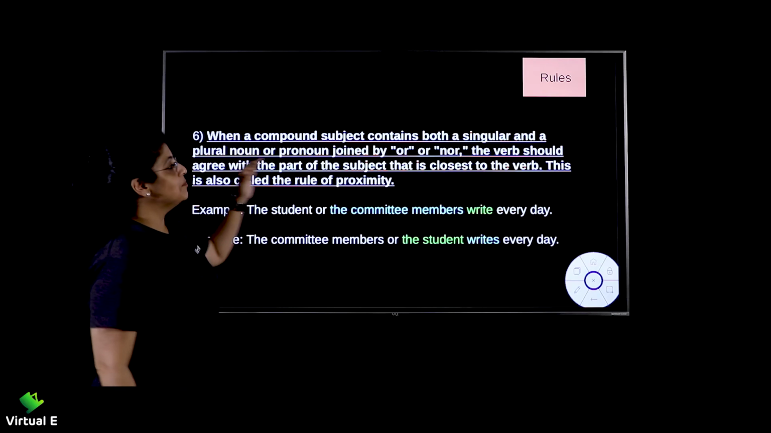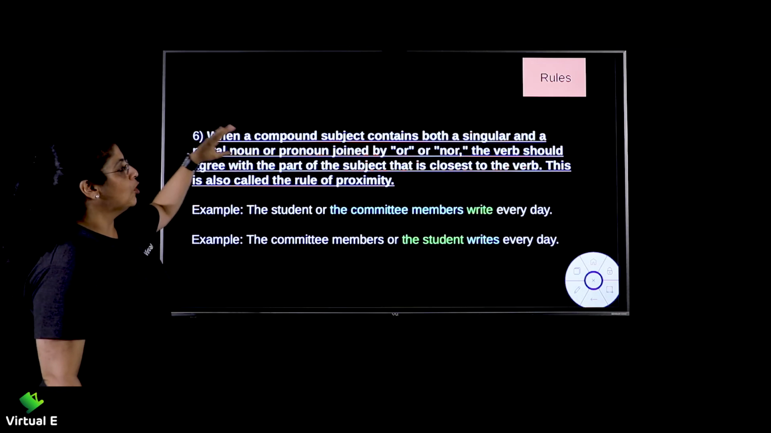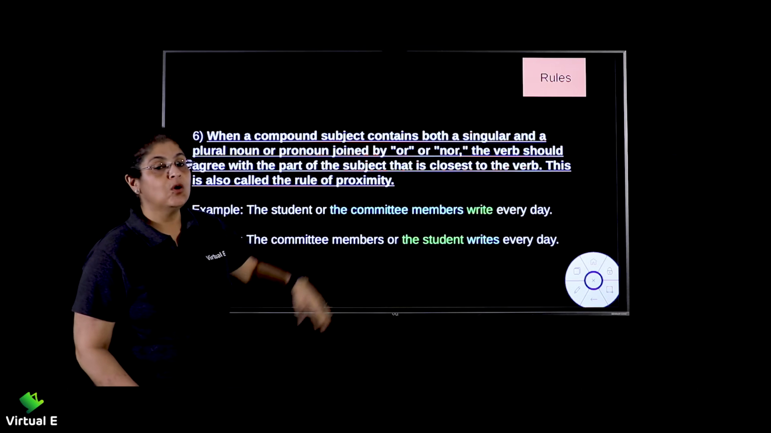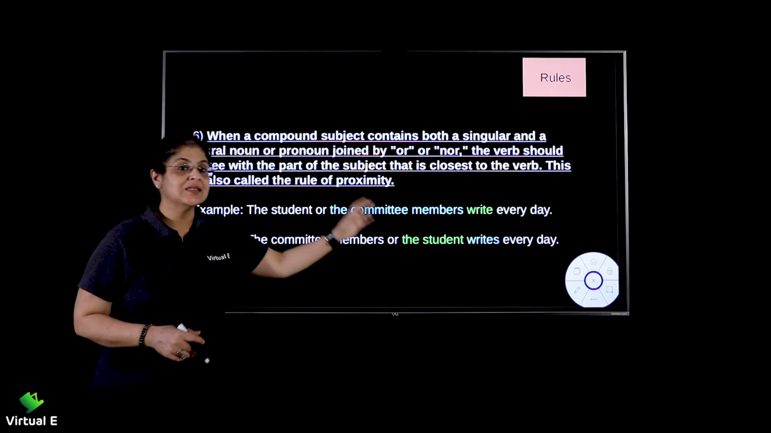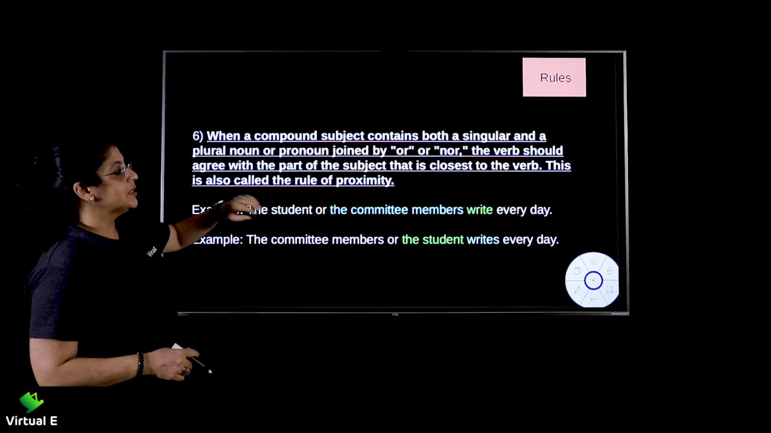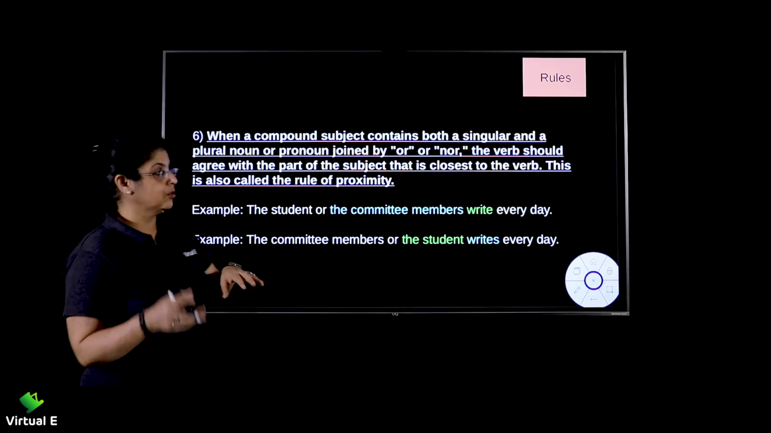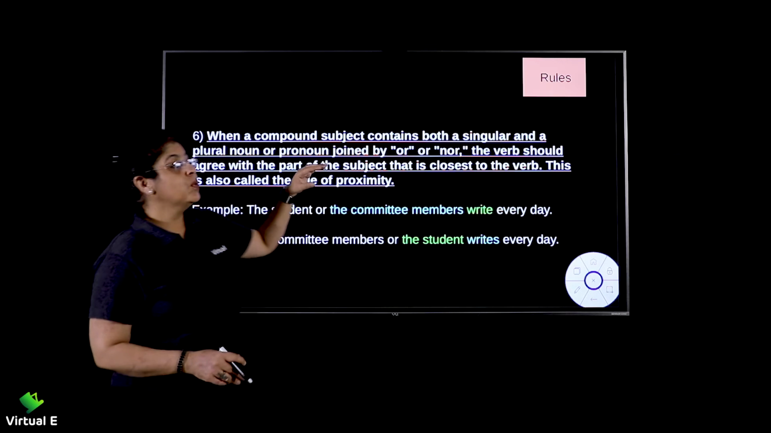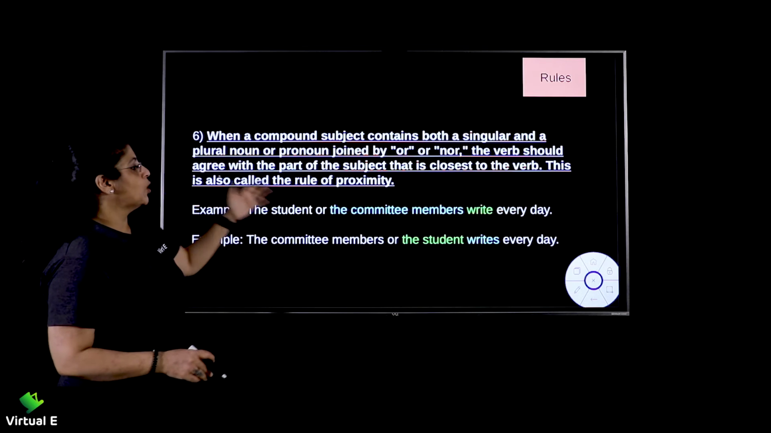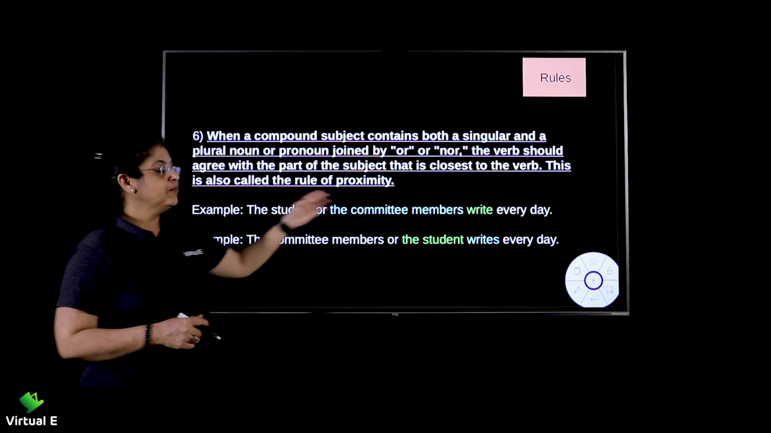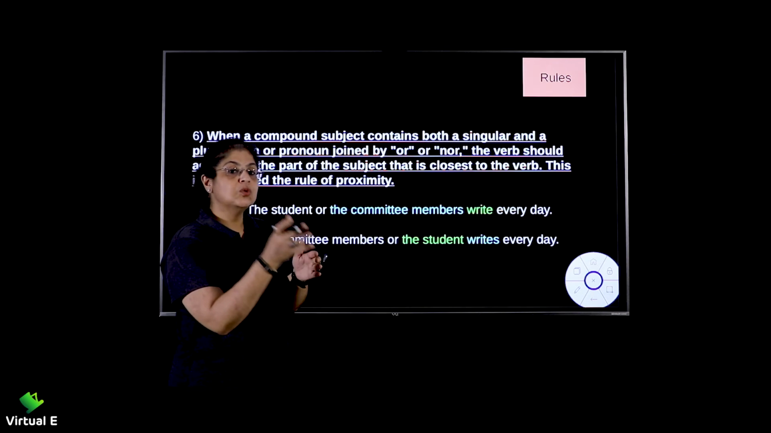Moving further, when a compound subject contains both a singular and a plural noun or pronoun joined by or nor. Now if you remember, just before this we had done where the chairperson and CEO both were singular. Now in this, what they are saying, it contains both a singular and a plural and it is connected by or nor. The verb should agree with the part of the subject that is closest to the verb. This is also called rule of proximity. Proximity means nearness. So you have to look at that noun, right, which is closer to the verb.